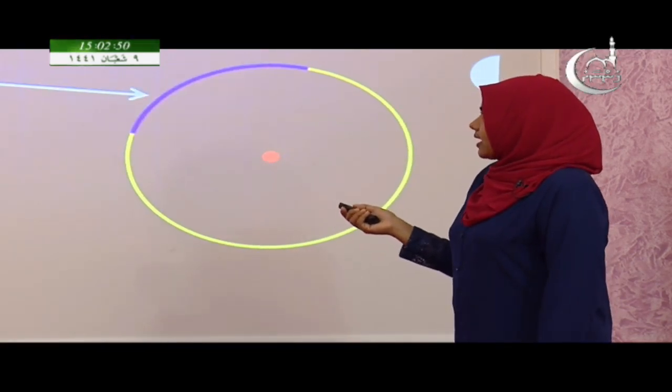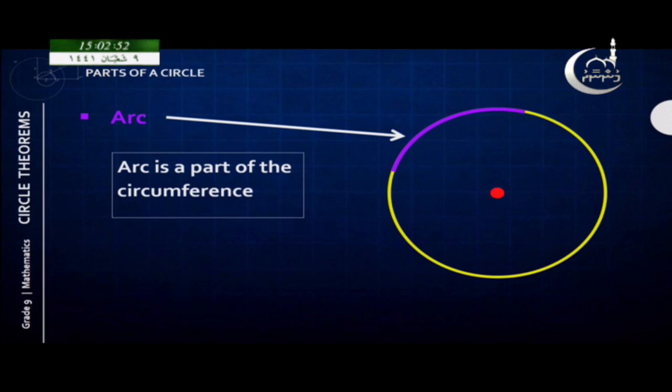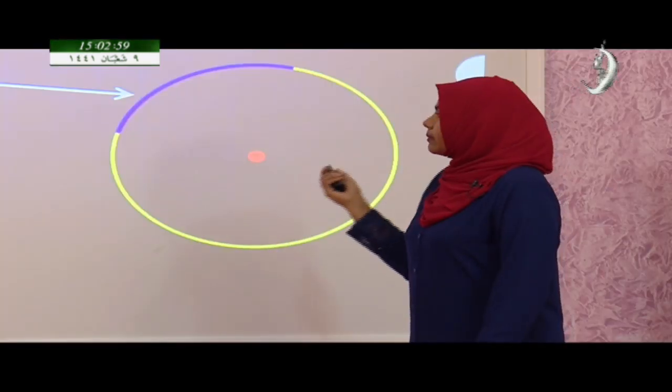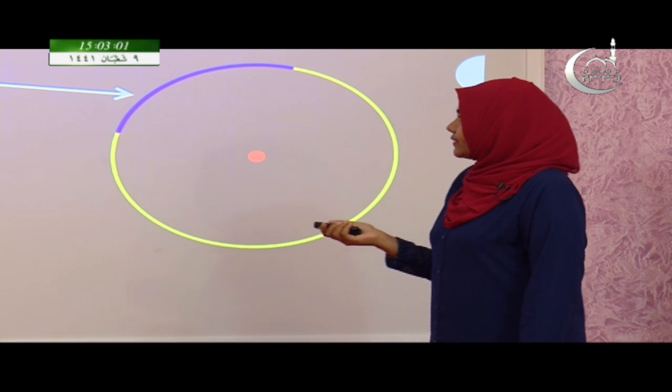The next is arc. An arc is a part of the circumference. It can be any part of the circumference or perimeter, and you can mark it from any point on the circumference.